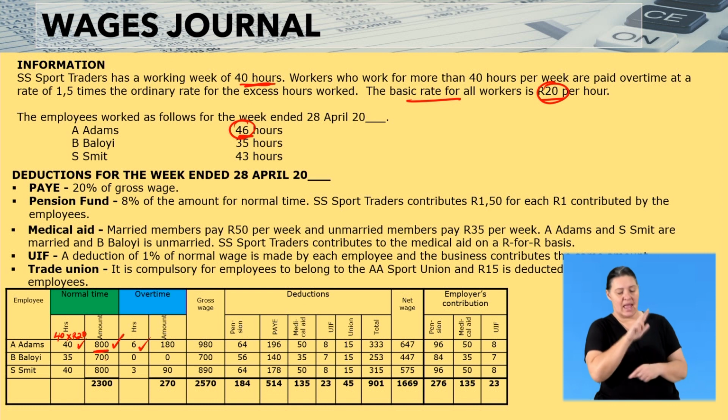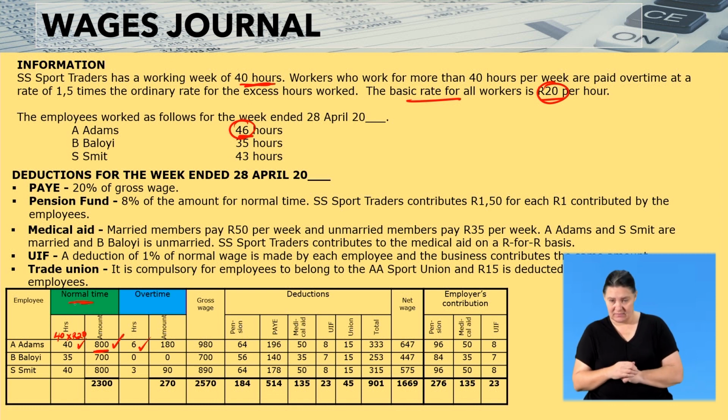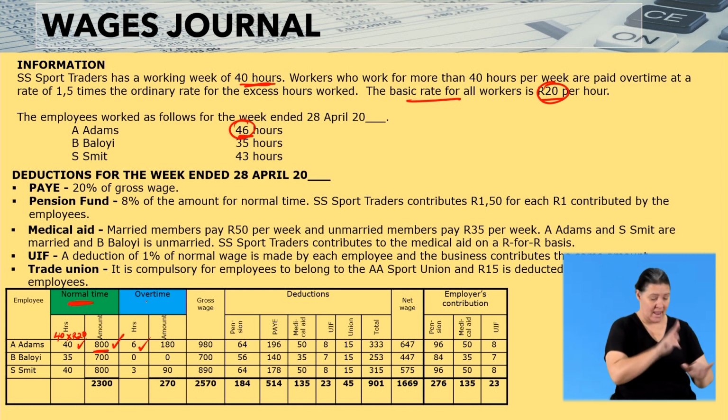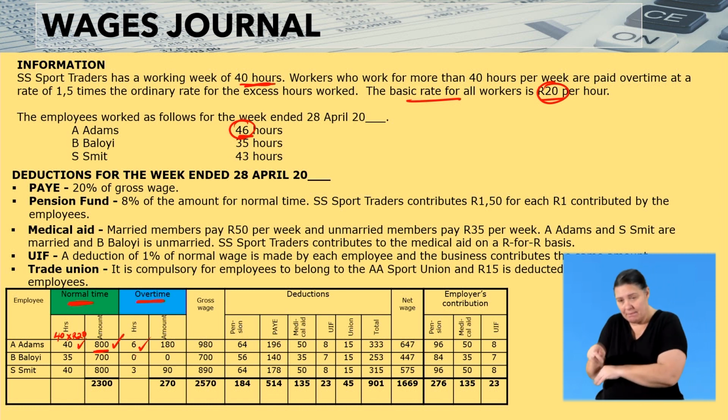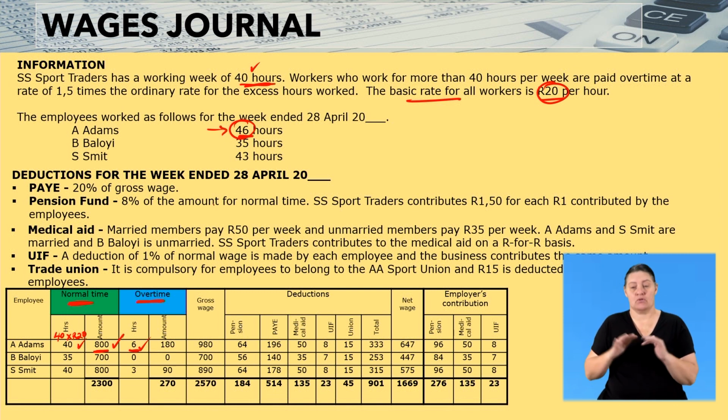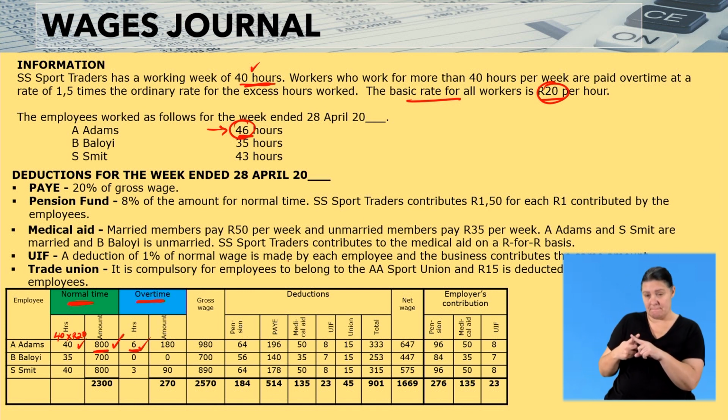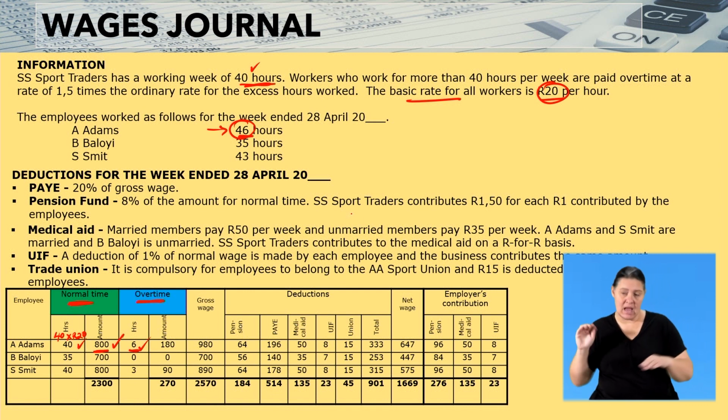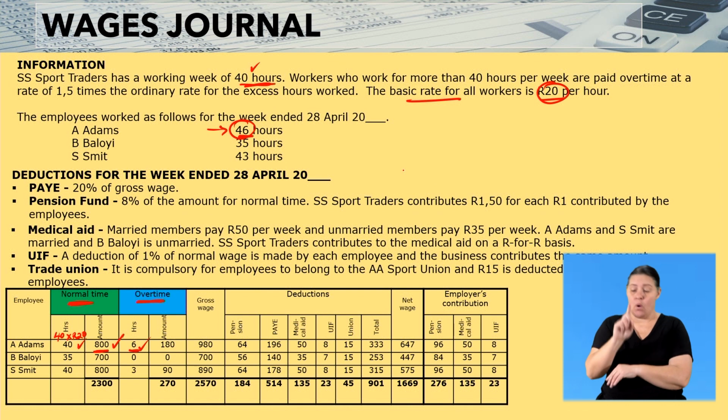That is how you get 800. We have no more time now. For his overtime, he worked 6 hours beyond the normal hours of 40. He worked 6 hours more. So we say those 6 hours multiplied by the rate above. Remember, the rate is what?